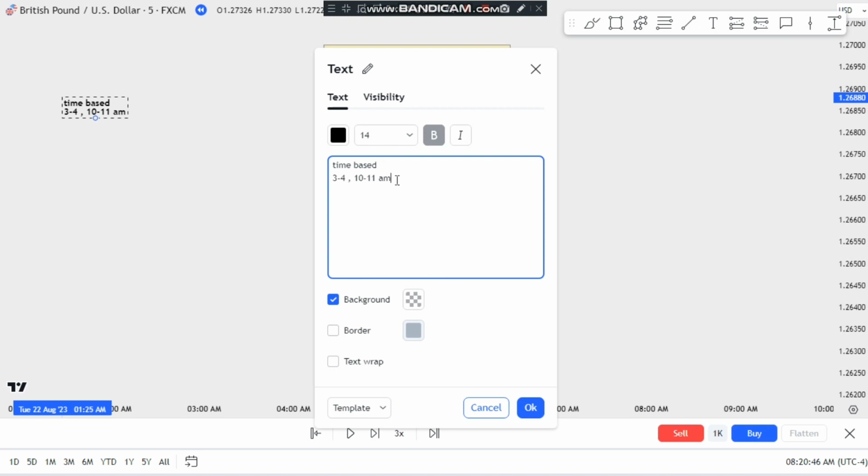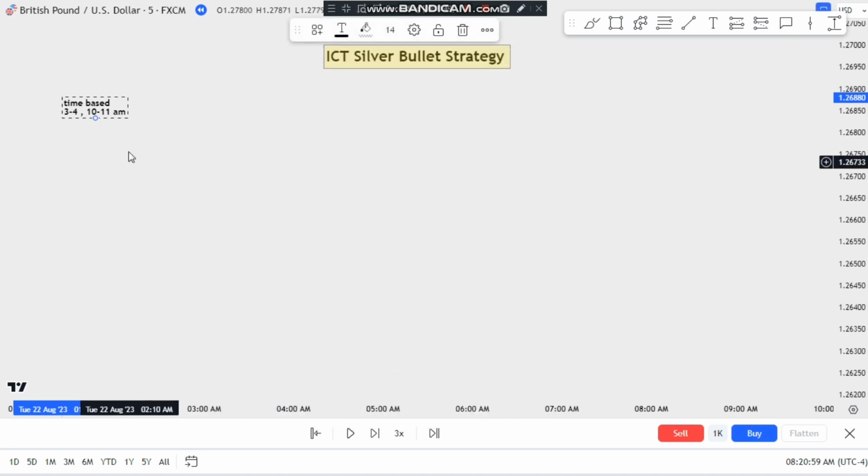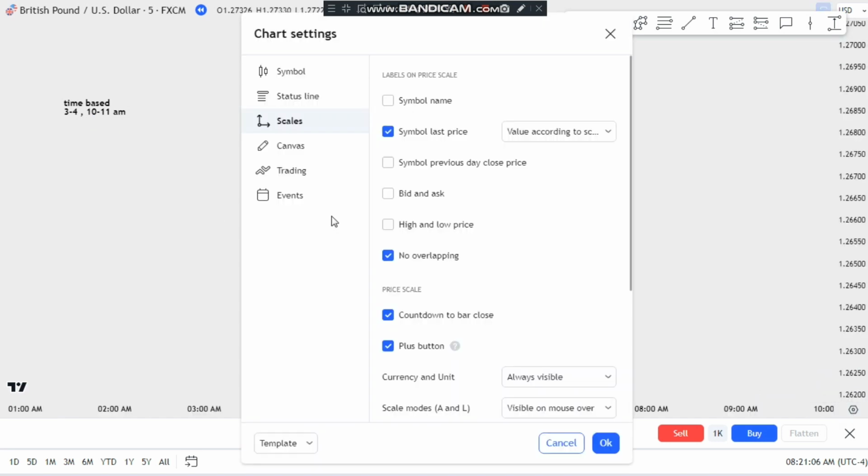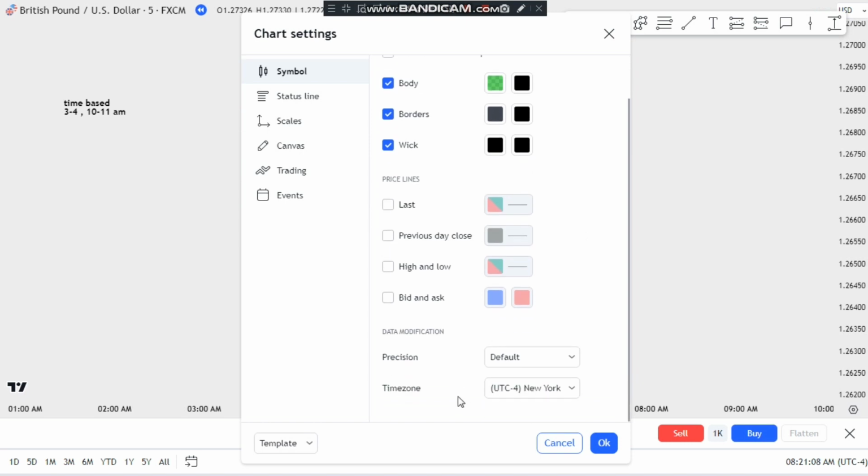There is one other timing, which is the PM session, but I haven't found it very profitable, so I don't use the PM session. Okay, I only use the 3 to 4 a.m. and 10 to 11 a.m. window. Okay, and this time that I have shown you is the New York time. Okay, you have to change your timings to the New York UTC. From here you should change the time zone to UTC New York.